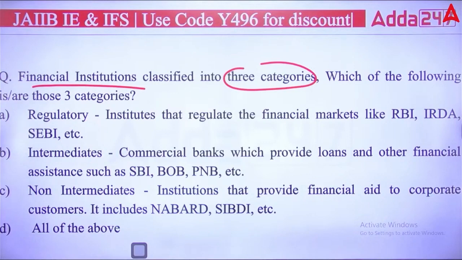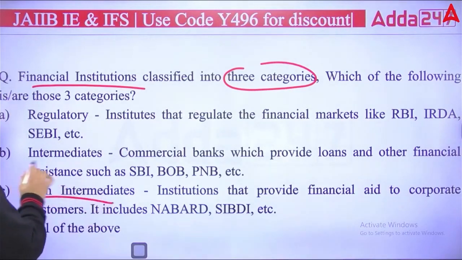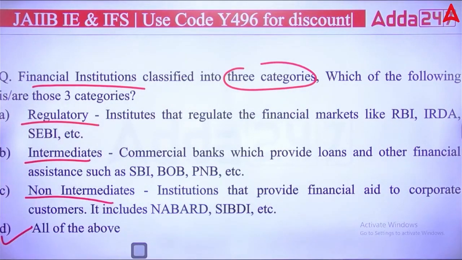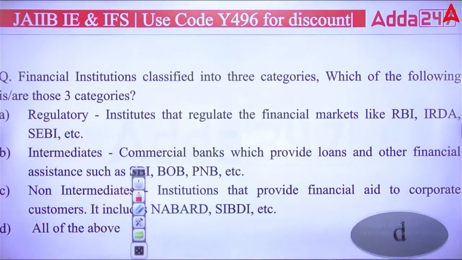So you have to answer which of the following is actually a category of financial institution. A, B, C or D? Which of the following is correct? And the right answer will be all. Very good. All of the above are financial institutions, so they have been classified into 3 categories. The right answer will be D.